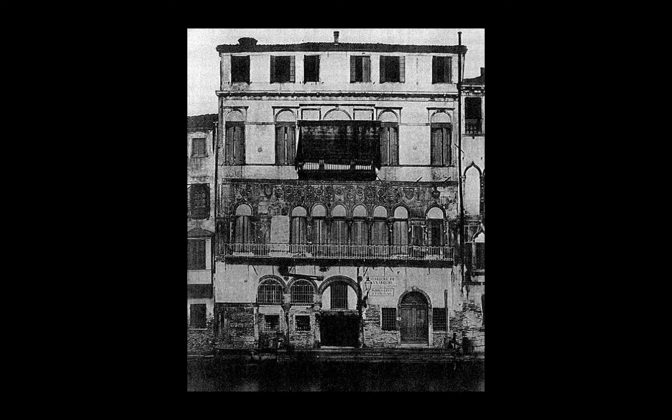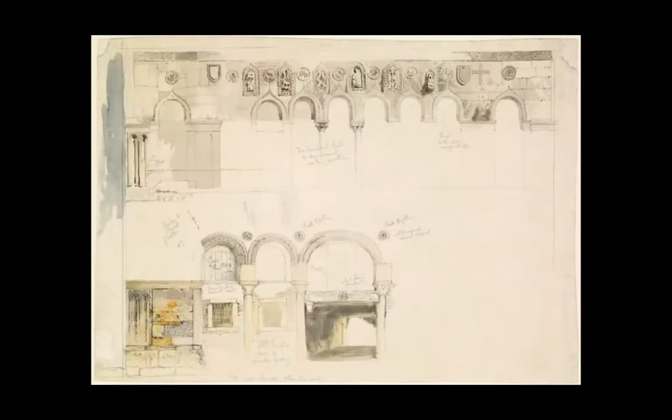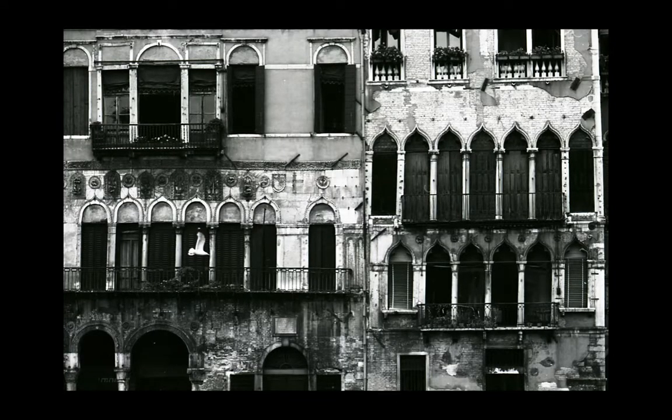Here's a 19th century photograph with the lower water level. A close-up before the restoration of the remaining marble revetment. There's John Ruskin's careful study of the remaining ornament, a watercolor, and another 19th century photograph. So we go from this to the early Gothic fairly directly.